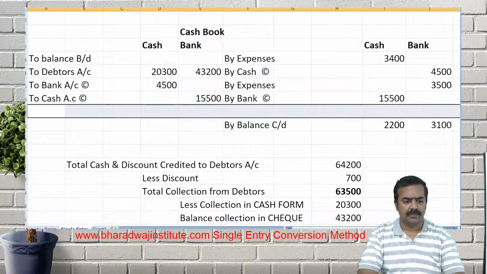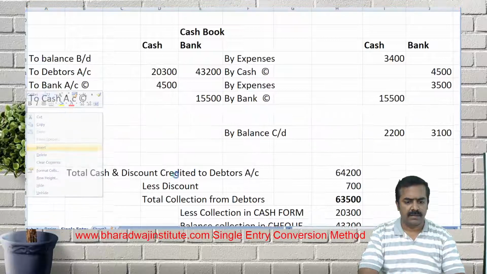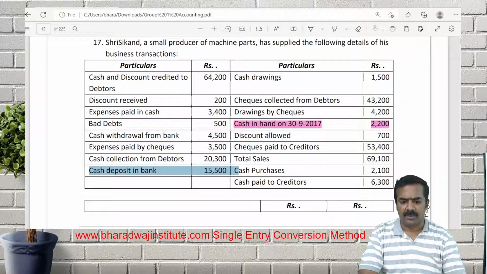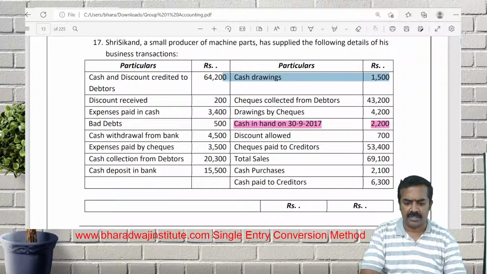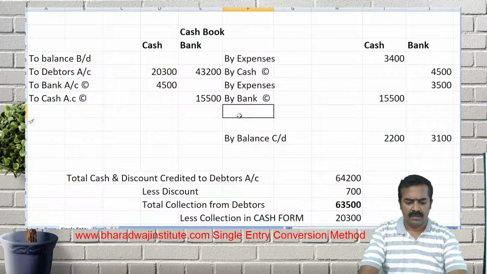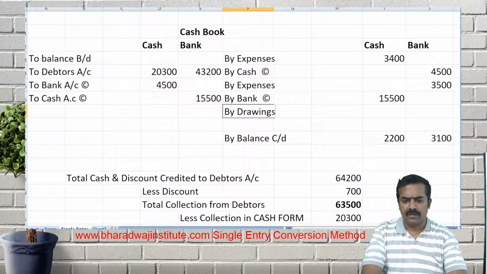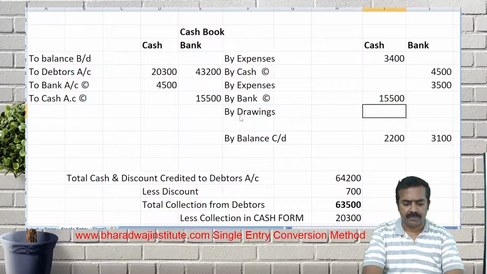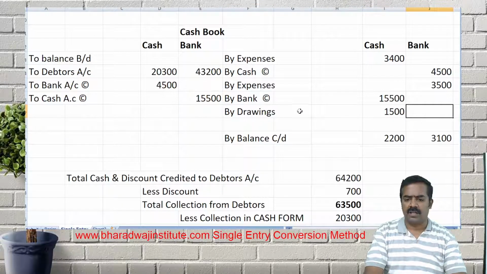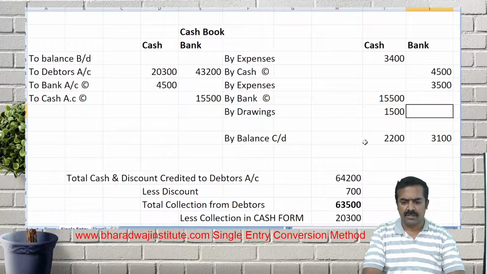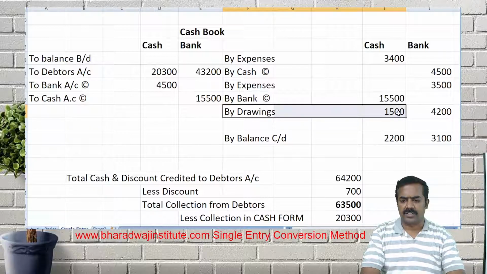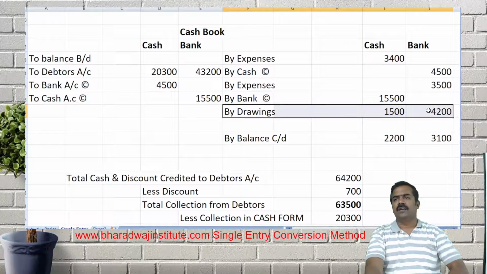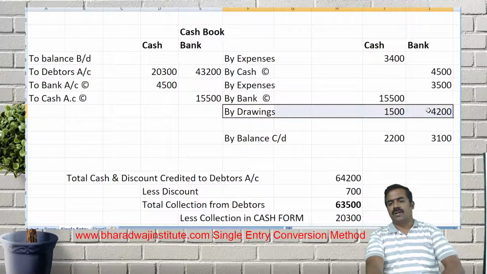Then anything else? Tell me. What else should we do? Check paid to cash drawings, has he given? Cash drawings. By drawings. Drawings in cash form how much? Check form how much? Drawings by check and cash. 4,200. Whatever is withdrawn in cash, we will record in the cash column. Whatever is recorded in bank, it will be recorded in which column? Bank column.